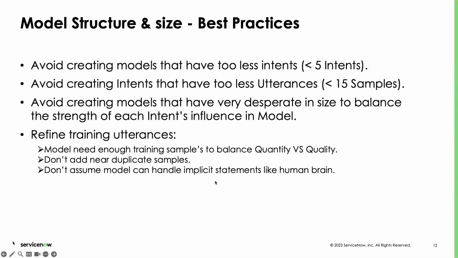Don't assume the model can handle implicit statements like a human brain. Avoid using utterances or samples, for example, like my laptop is broken. The system will not be able to differentiate that since your laptop is broken, you want to order a new laptop. But if you talk to any human, then the human can determine the next action. So try to avoid those implicit statements. Models are not smart enough to differentiate implicit statements like a human brain. If you really want to order a laptop, then you need to provide a sample like system's broken, then order a laptop. So you define the actions behind it.